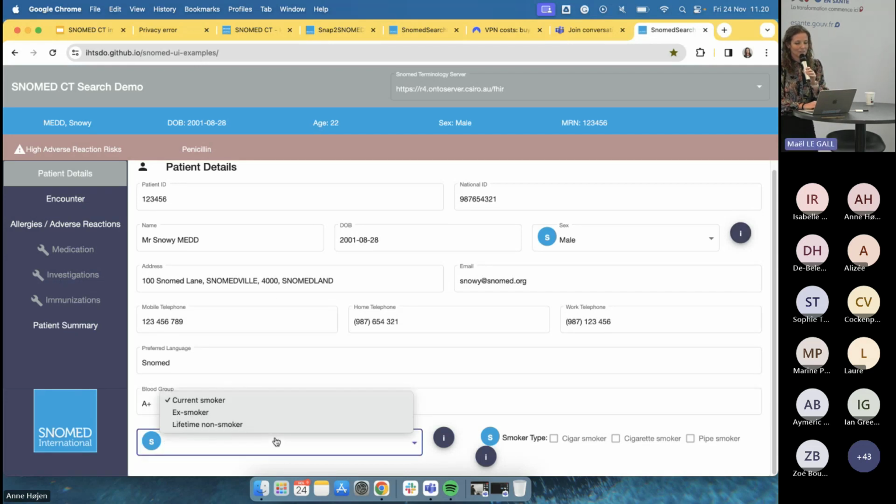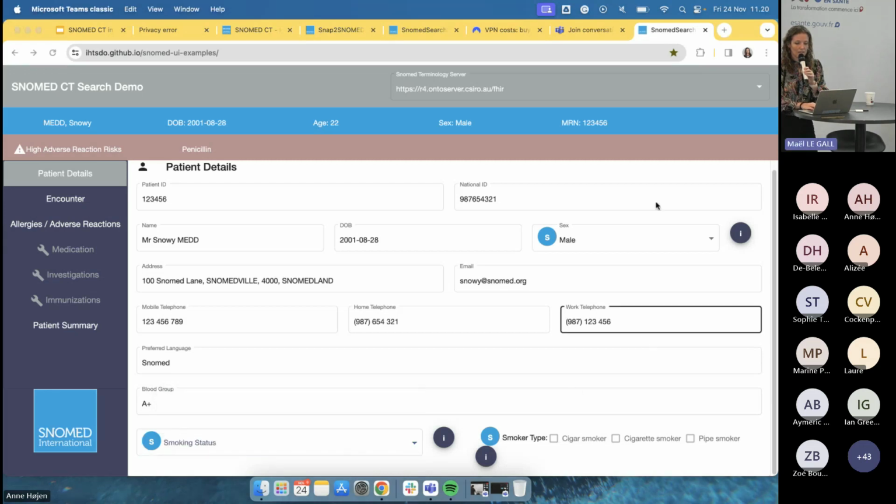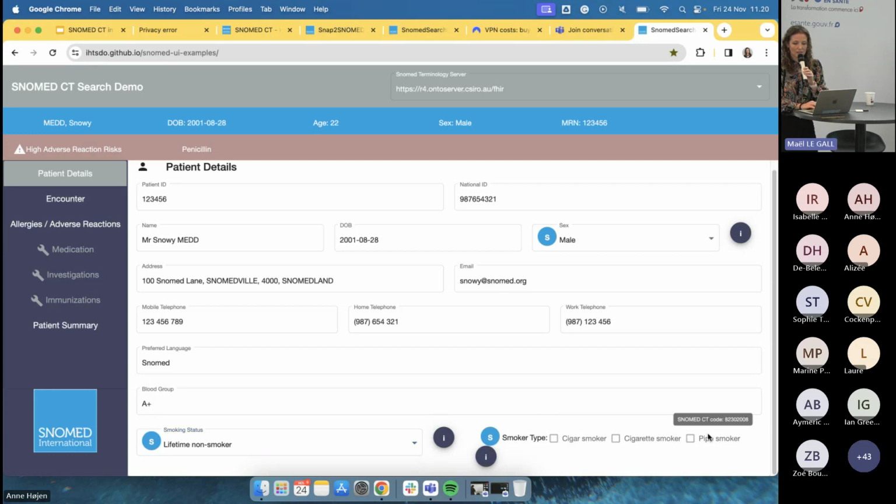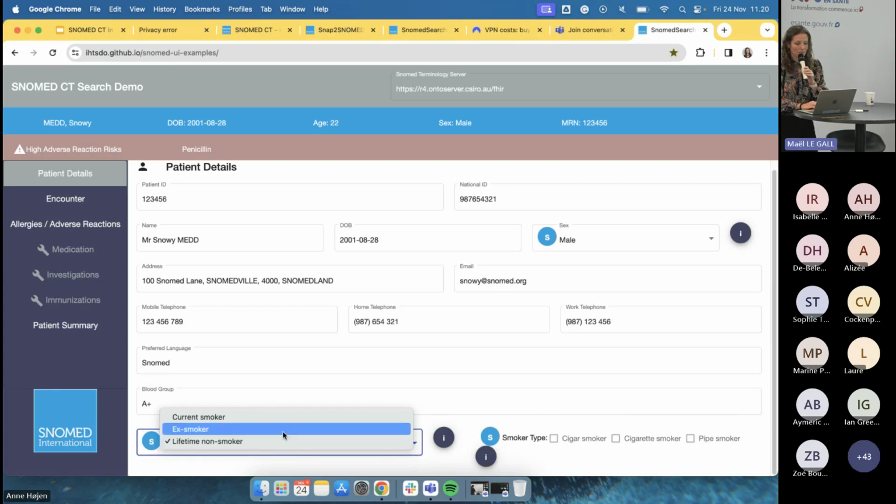But what you can see here is an example where we have a limited value set. There are only 3. So if you went into the browser, you would see a range of concepts having to do with smoking behavior. But in this implementation, they have decided to only have 3 options. And these are the options. And there's also some intelligence put into this. So if I say I'm a lifetime non-smoker, you'll see that these fields over here are disabled, so I can't select them. And if I'm a current smoker, then you can actually define what other type of smoker.